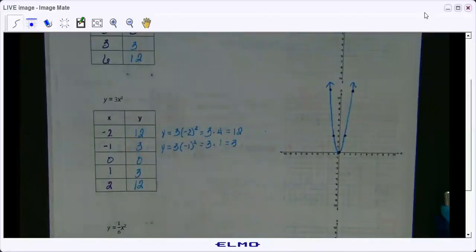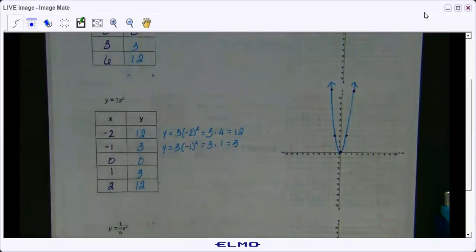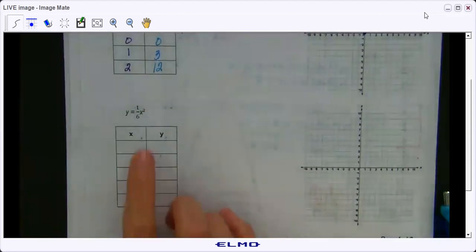Okay, go ahead and check your graph. You want to check your table, make sure your ordered pairs are correct. And then we are going to move on to graph 3. I'm going to go ahead and let you do graph 3 on your own, but I just want you to pay attention to the fraction here.